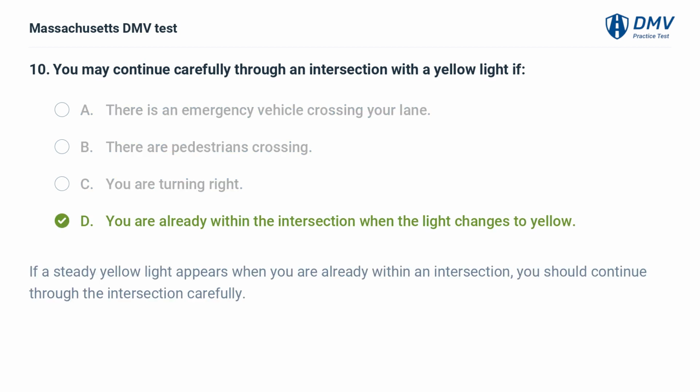D. You are already within the intersection when the light changes to yellow. If a steady yellow light appears when you are already within an intersection, you should continue through the intersection carefully.